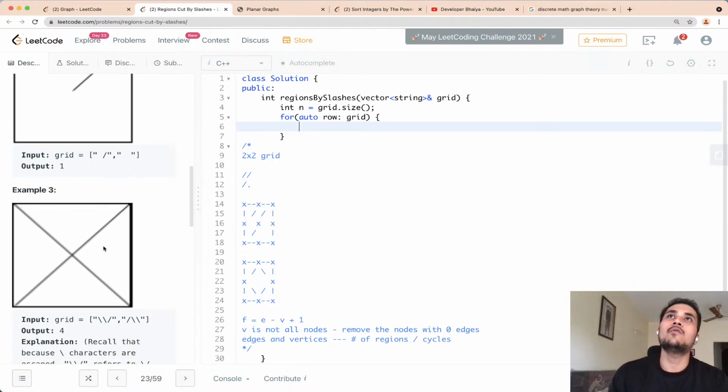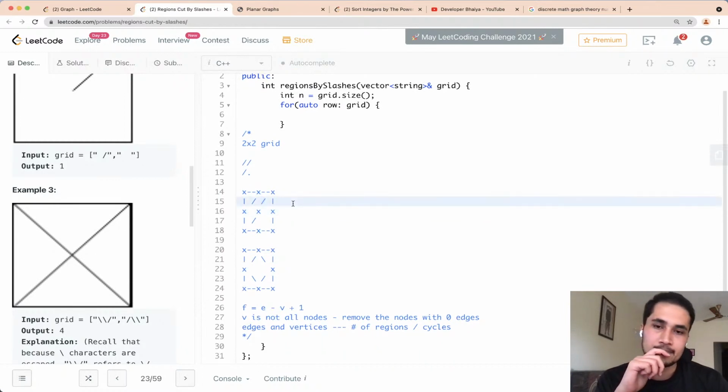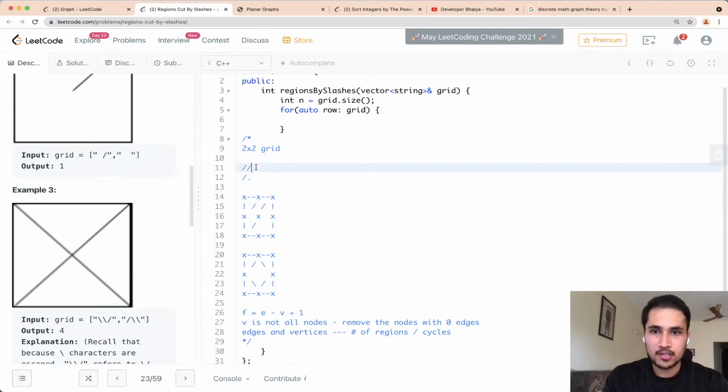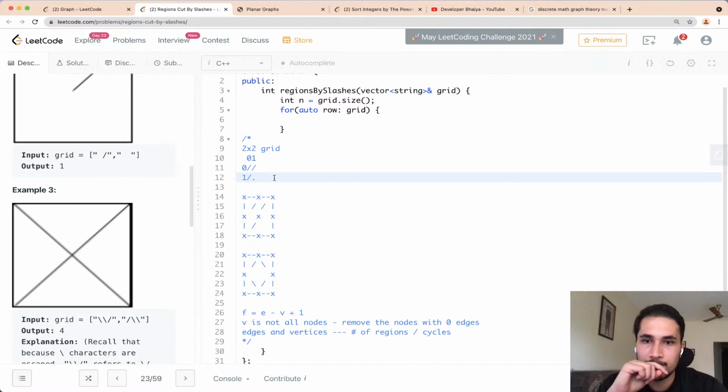So how should I write the code for this? We have to allot meaning to nodes, right? So this was my input. This is 0, 1. Let's actually write that 0, 1. So I'm just thinking, how should I number or create this graph?